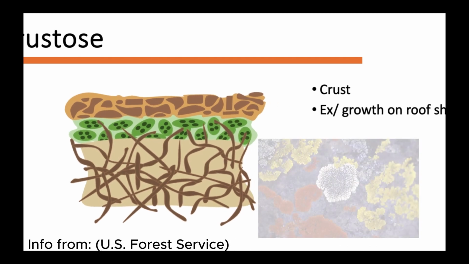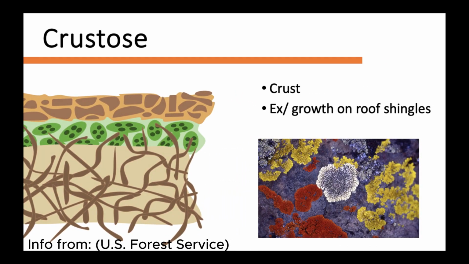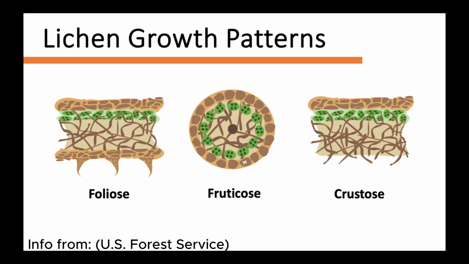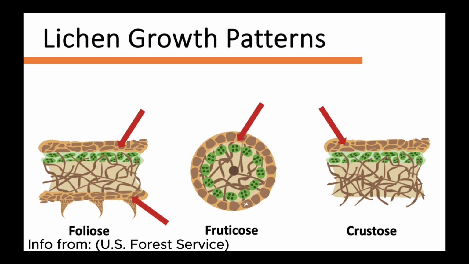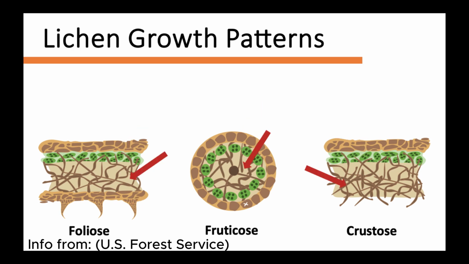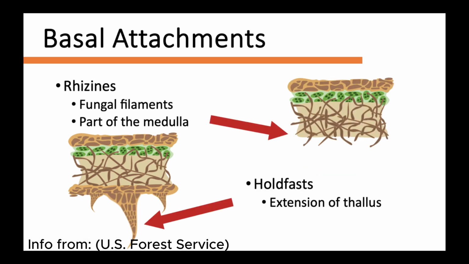Crustose lichens get their name because they form a sort of crust over their substrate. This is most demonstrated as the green crusty stuff that grows on roof shingles. The term thallus refers to the lichen as a whole. Lichen thalli are split into four main layers: the cortex, the algal layer, the medulla, and the basal attachment.